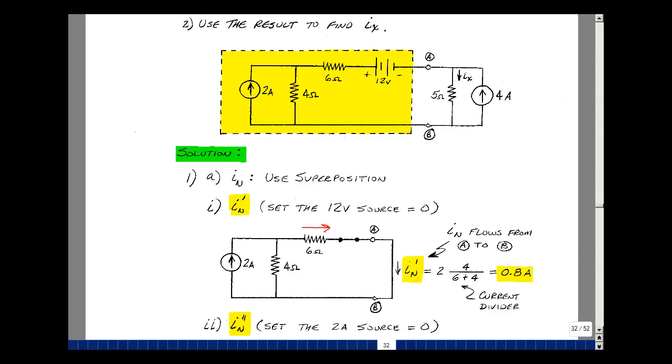I'll use the resistive current divider, which says that if I want the current in the 6 ohm resistor, I take the 4 ohm resistor and divide it by the 6 plus the 4 times the current that's coming into the parallel combination of 2 amps. That gives me 0.8 amps.